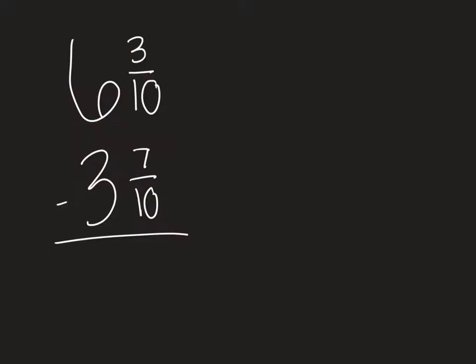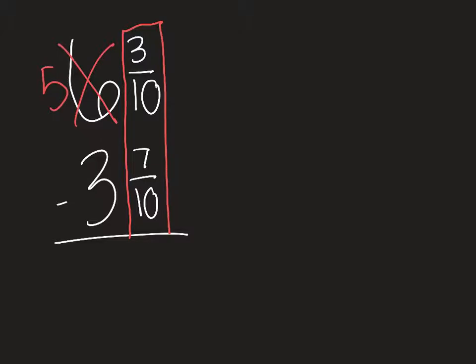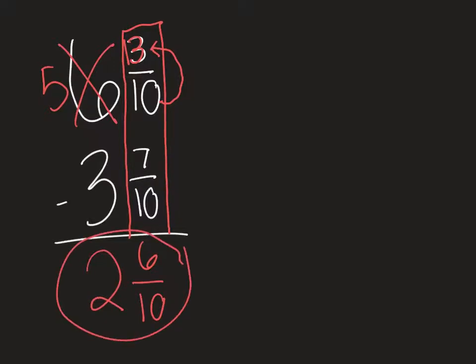I have 6 3/10. Take away 3 7/10. I'm again going to start out with my fractions. And I can't take away 7/10 from 3/10. So I'm going to go next door and borrow from my 6. That 6 turns into a 5. And again, I just add my denominator to my numerator. So 10 plus 3 is 13. So I have 13/10 minus 7/10 equals 6/10. Now 5 minus 3 is 2. So my answer is 2 6/10.